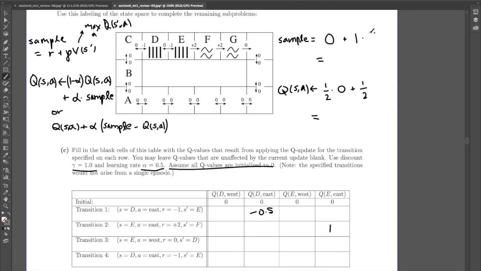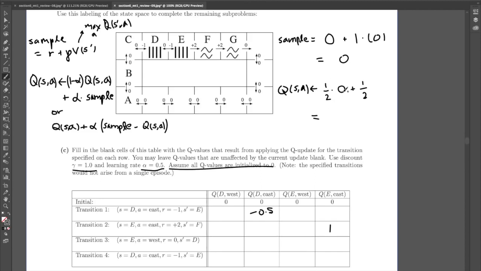the max over the q values of the successor state? Well, the successor state is D, and we have D west and D east. D east we just updated to -0.5, whereas D west is still equal to 0. What's the max of these? The max of them is 0, so this thing is going to be 0, which means the sample value is just 0. What is the q update?